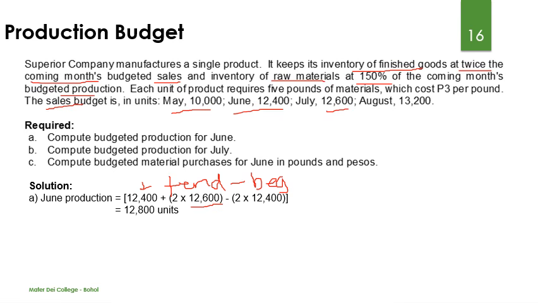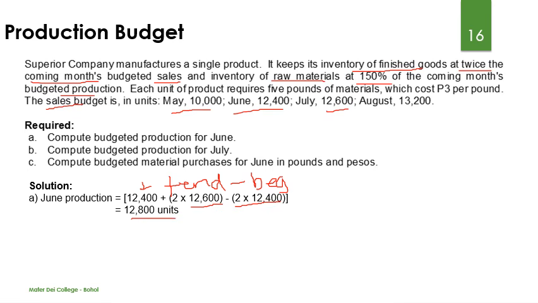So let's go back to the condition. It is twice the next month's budgeted sales. So the ending inventory for May is twice the budgeted sales for June. So what is twice of the budgeted sales in June? So that's 12,400 times 2. That's why it's 2 times 12,400. Okay, so you will get 12,800 units.